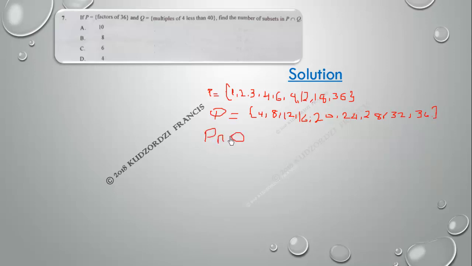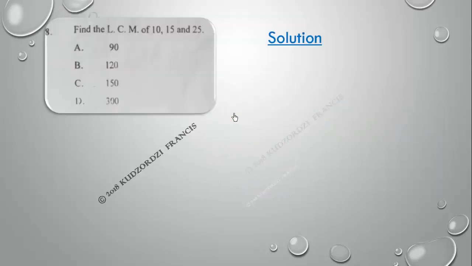So P intersection Q are the factors that are common to both of them. So these are 4, then we also have 12 being common to them. Then we have 36 that is common to them. So we have three elements that are common to both of them. So we know the number of subsets is given by 2 to the power n, where n is the number of elements, which is 3. So we have 2 to the power 3, which is 8. So the number of subsets is 8.